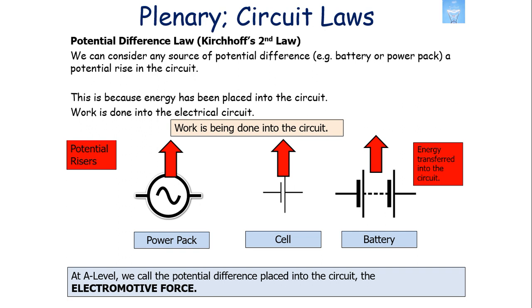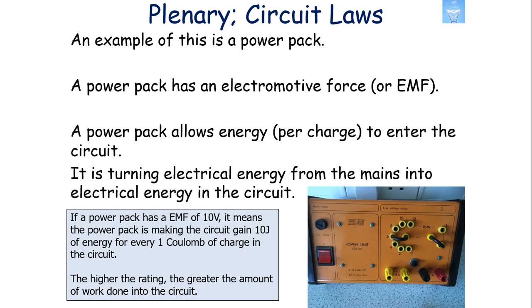a circuit. Now, basically a power pack, a cell, or a battery can place work into the circuit. It's causing energy per unit charge to be placed into the circuit. Now at A level, we call this particular idea the electromotive force. Now, an example of this is a power pack. So the power pack has an EMF, or electromotive force, so it allows energy per charge to enter the circuit. So fundamentally, it's transferring the store from one particular store to another store and putting energy into the circuit.